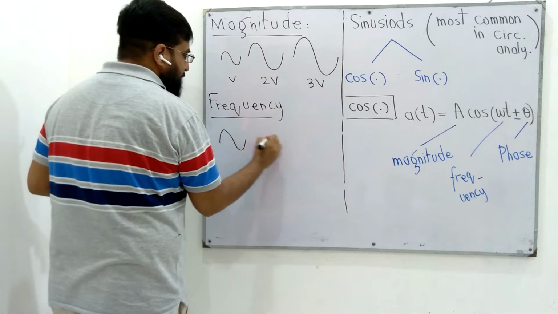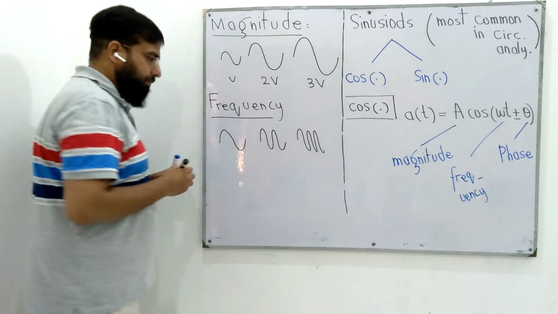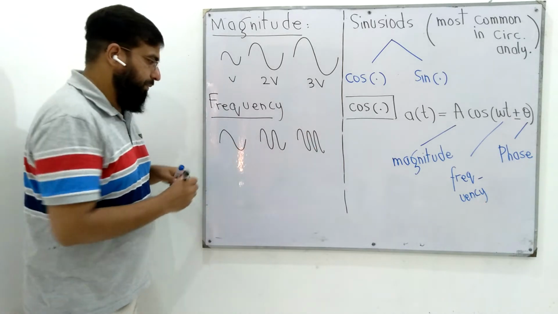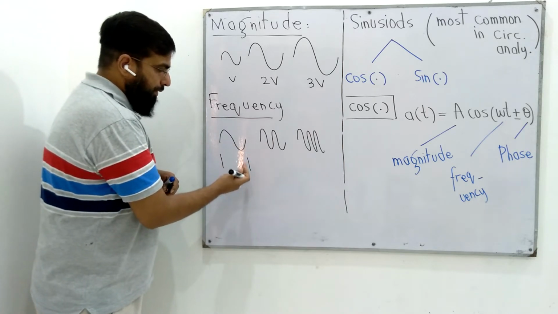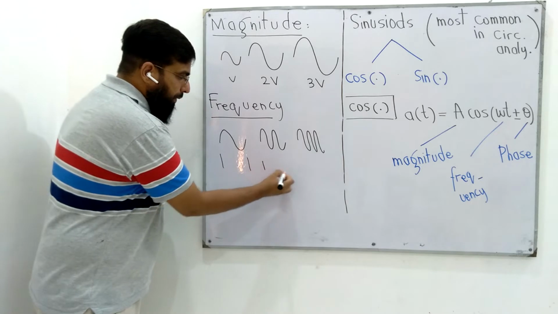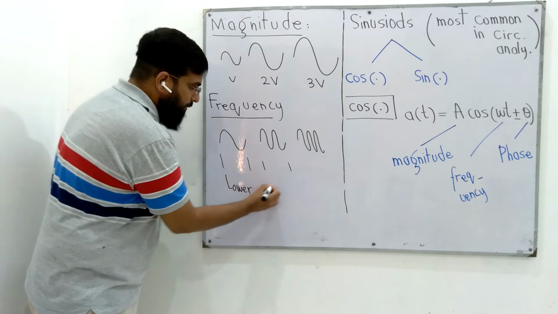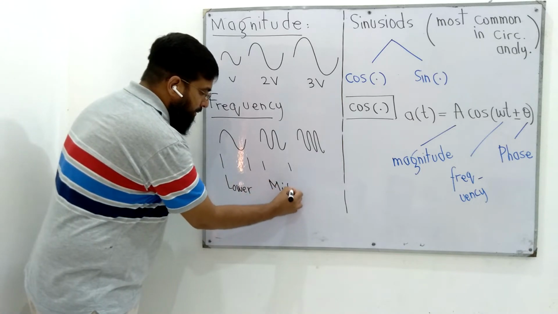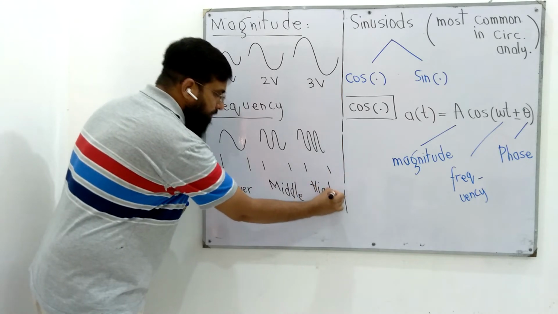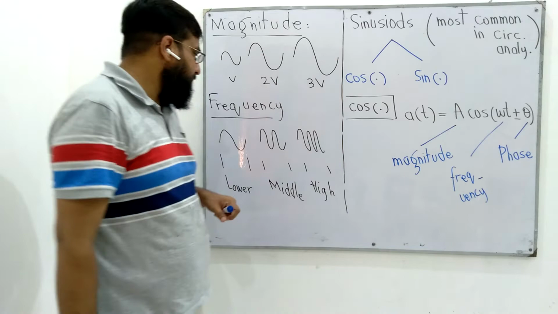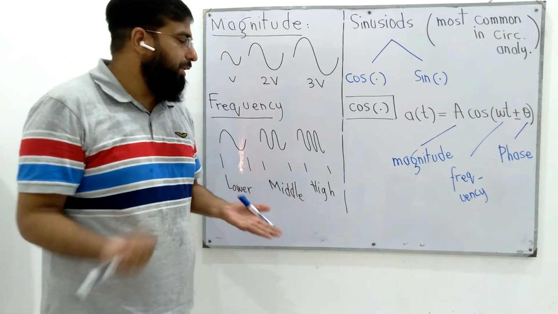Frequency means the number of cycles in a unit of time. For example, if we have this unit of time and this wave has only one cycle, this has a lower frequency compared to this. So this has a lower frequency. This has a middle frequency. And this signal has a high frequency. So frequency means the number of cycles in a unit time, mainly in 1 second most of the times.